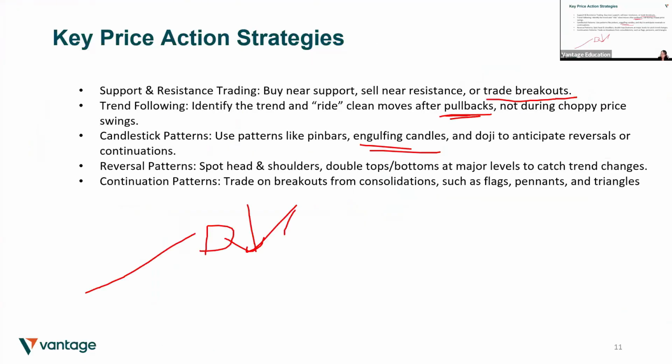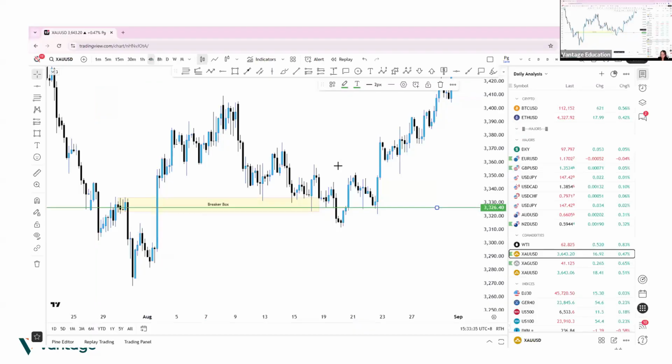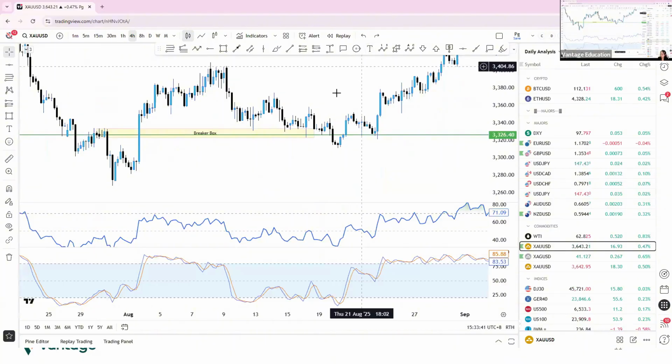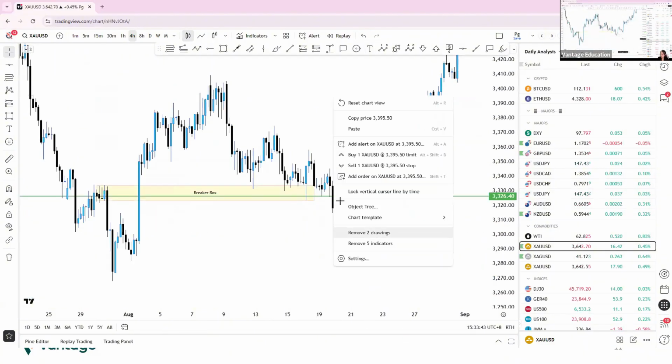Okay, pin bar, doji, reversal or continue. Another one is reversal patterns, spotting head and shoulders, double top, double bottom, and a major level to catch the trend changes. Can we see it in gold? Yes. Let me remove the drawing.